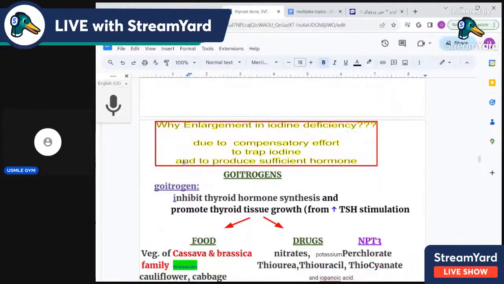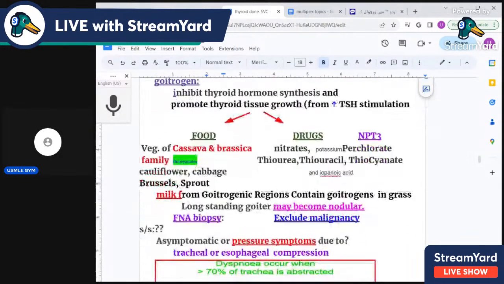And why does iodine deficiency cause goiter? It is due to a compensatory effort to trap the iodine. And there is an increase in the size of the thyroid gland and increased vascularity. Now, the next cause is goitrogens. So, what are the goitrogens?